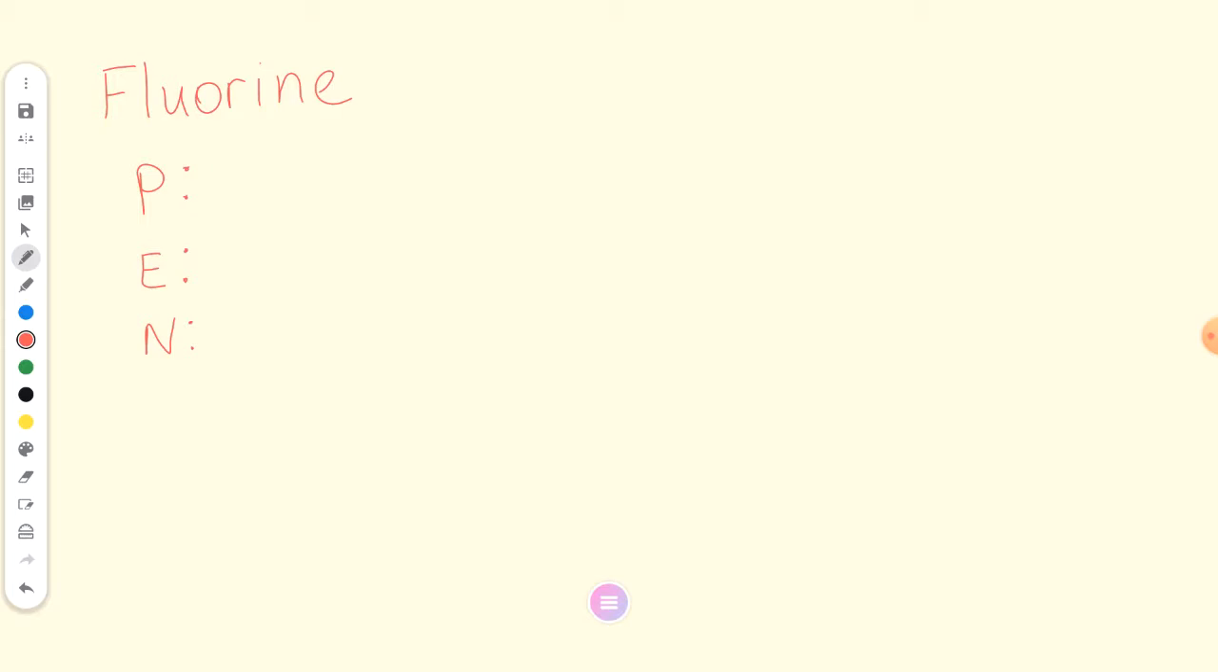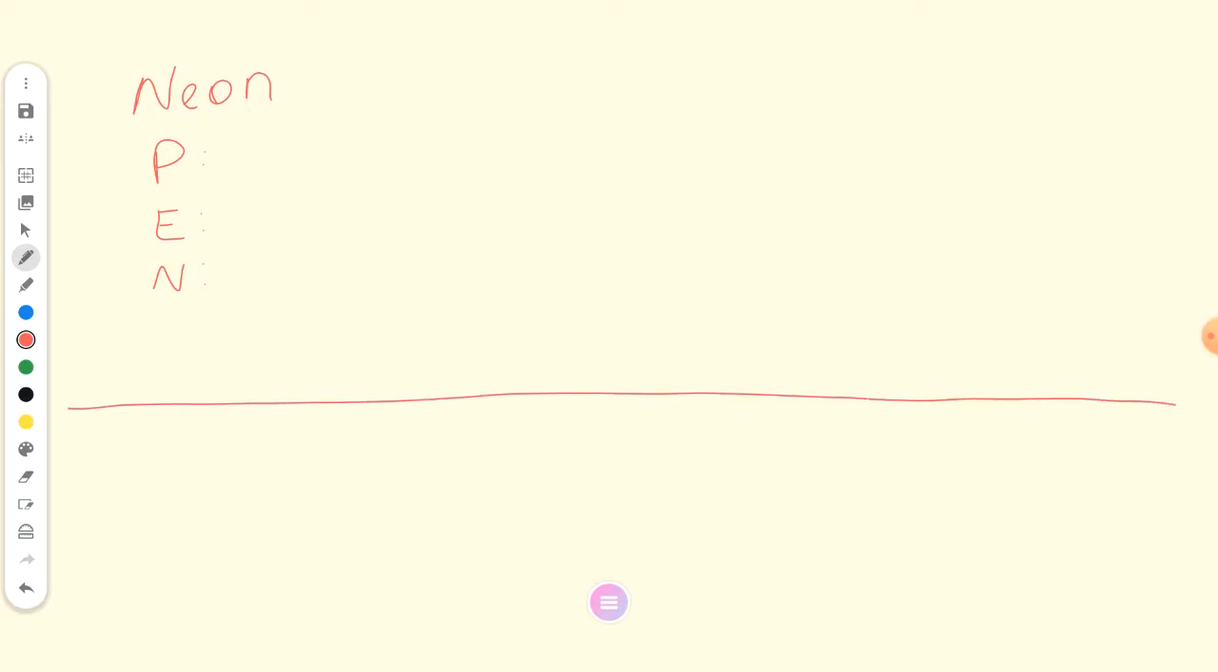Flip that paper to the back. Draw a line halfway through it. You're splitting the paper in two. Okay, you can see mine right here. So this is on the front. On the back, you just split the paper in two. On the top half, label it neon, and then write P-E-N. What do you think we're going to put on the bottom half? Sodium.